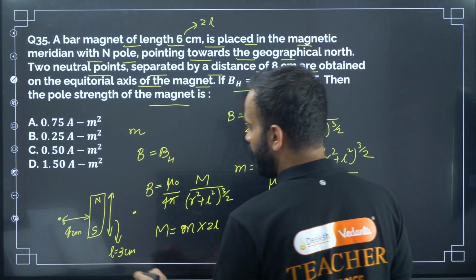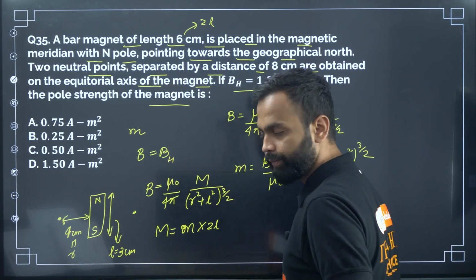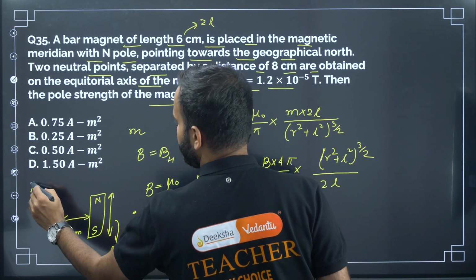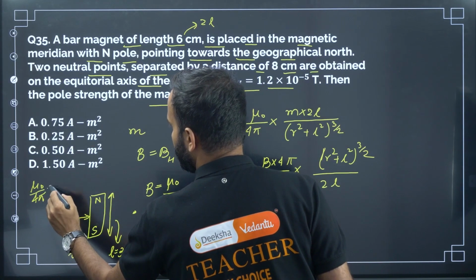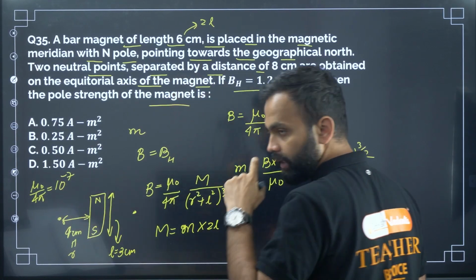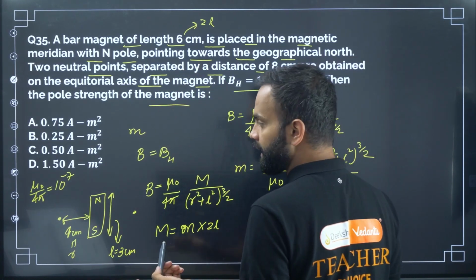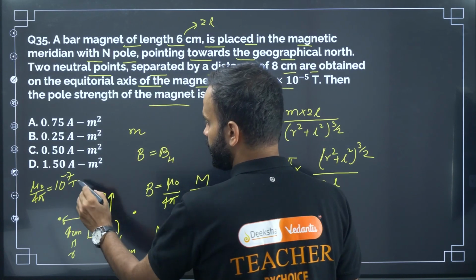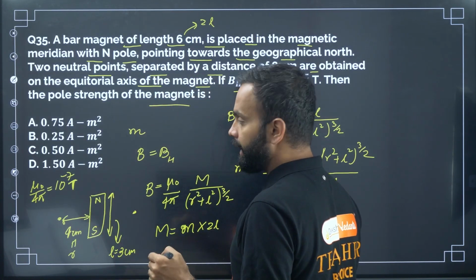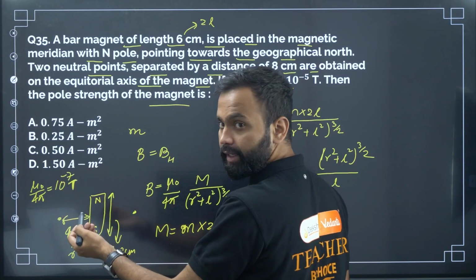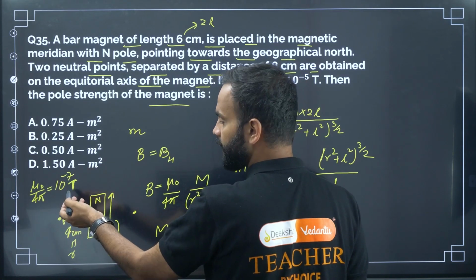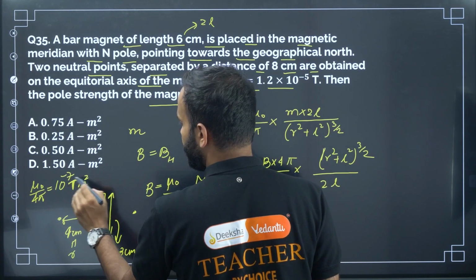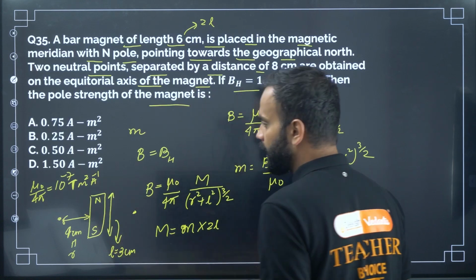So now what is R? R is 4 centimeter, L is 3 centimeter, and mu naught by 4 pi is 10 to the power minus 7. So 10 to the power minus 7, what is the SI unit? The 10 to the power minus 7 Tesla, right? Tesla, and then mu naught I divided by r square, Tesla meter square per ampere.